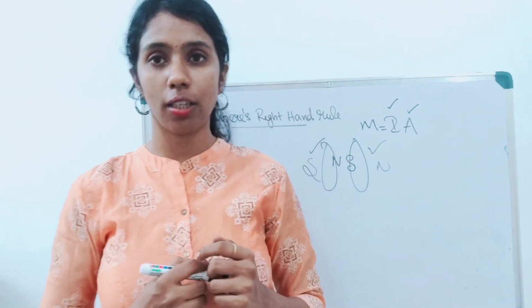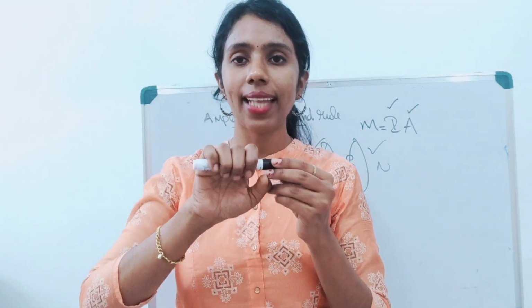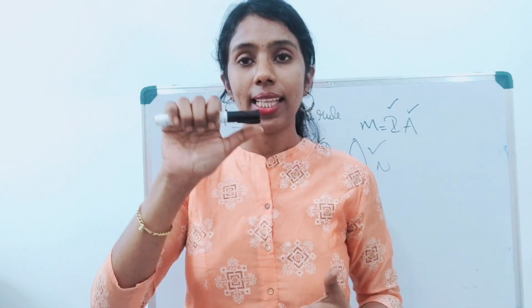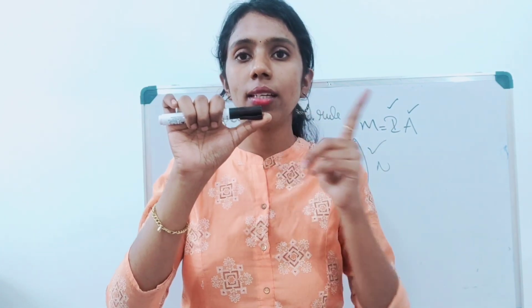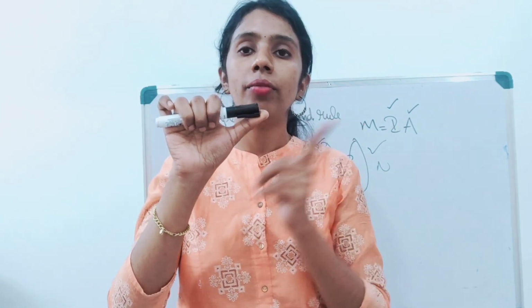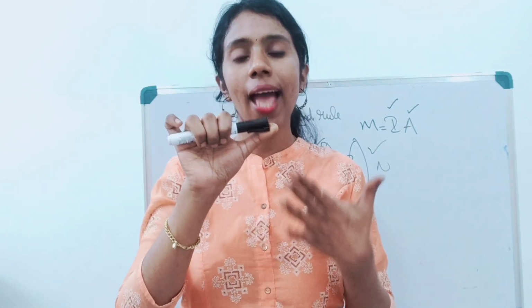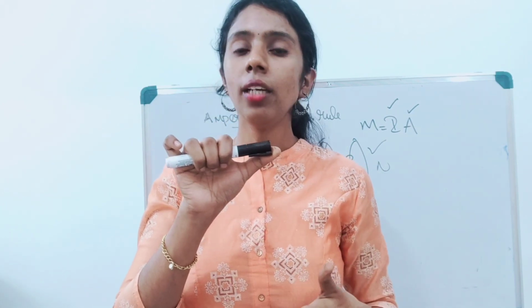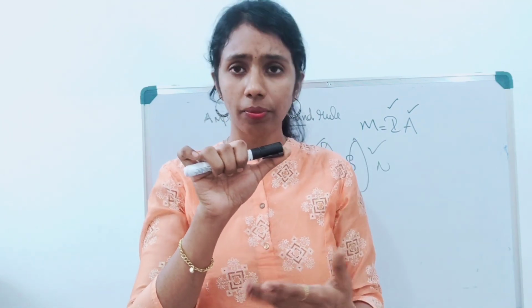If we have a current carrying solenoid, hold the solenoid in the right hand in such a way that the curved fingers are pointing in the direction of the current, then the extended thumb gives the direction of the north pole. The extended thumb will be towards the north pole of the solenoid. So by using Ampere's right hand rule, we can determine the polarity of the solenoid. Solenoid is equivalent to a bar magnet. It has a north pole as well as a south pole.